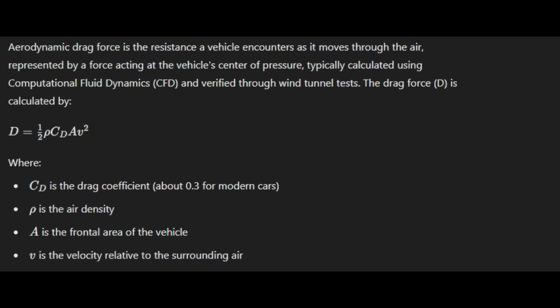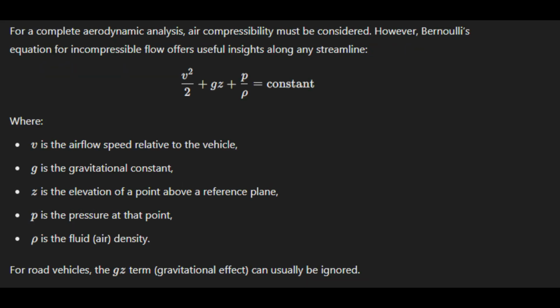This term is often used because, conceptually, it's the slice or section of the vehicle's body that interacts with the air resistance, influencing drag. So in this case, both frontal area and cross-sectional area refer to the same thing, the part of the vehicle pushing through the air as it moves. For a complete aerodynamic analysis, air compressibility must be considered. However, Bernoulli's equation for incompressible flow offers useful insights along any streamline.